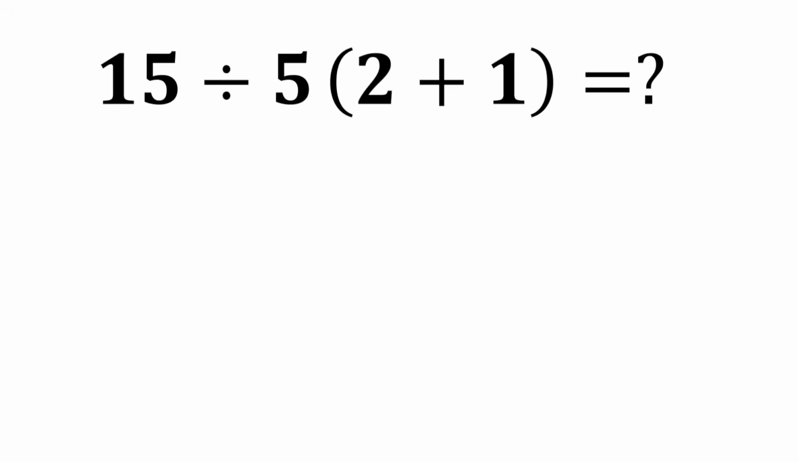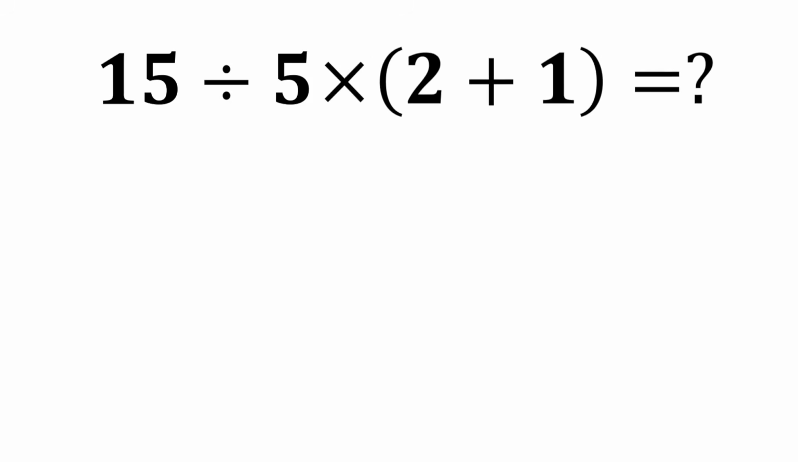The expression is 15 divided by 5, multiplied by, open parenthesis, 2 plus 1, close parenthesis. In this expression, we have a division, a multiplication, and a pair of parentheses. Inside the parentheses, there is an addition. The multiplication sign is written here. In mathematics, when a number is placed next to parentheses, it means that the number is multiplied by the expression inside the parentheses. However, for simplicity, the multiplication sign is usually not written.